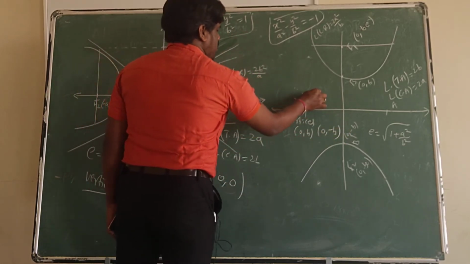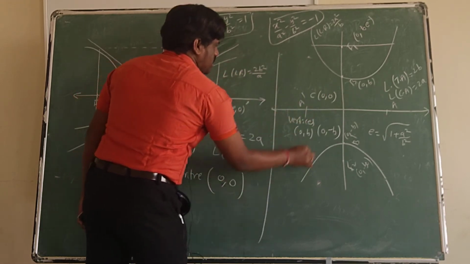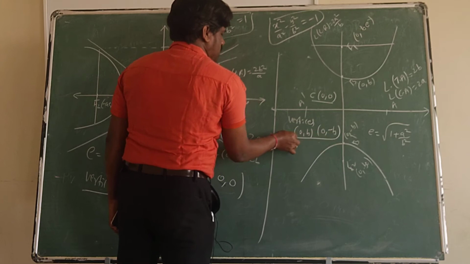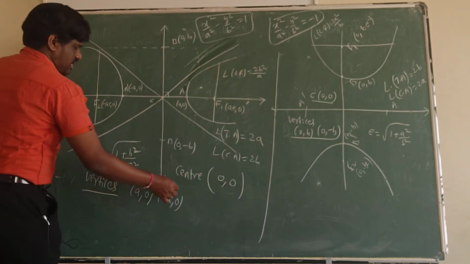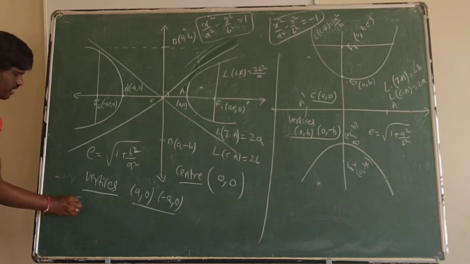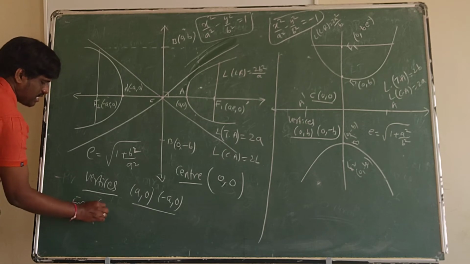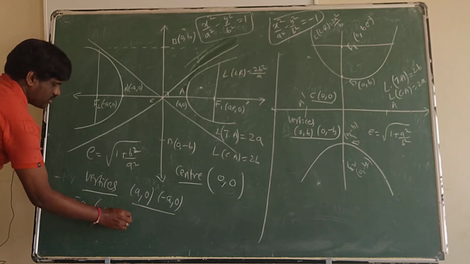What is the center for this? I am telling you both: the center is 0 comma 0. The vertices are this one. Here also the center is 0 comma 0. Now tell me, what are the foci here? The foci are plus or minus a comma 0.